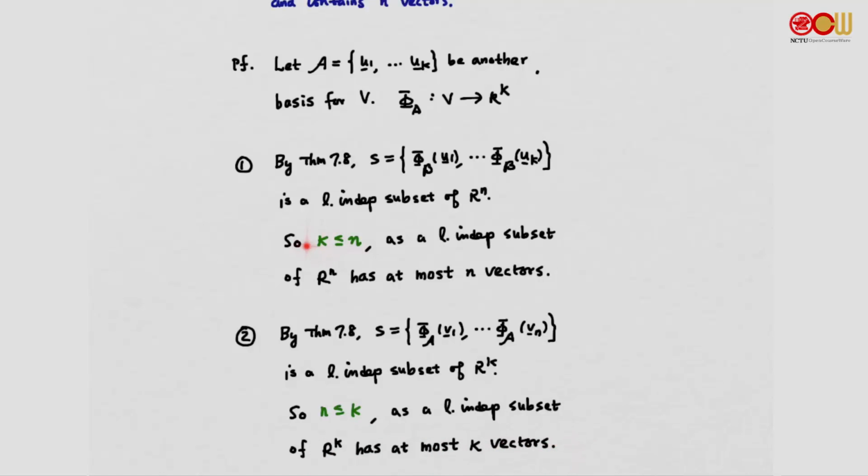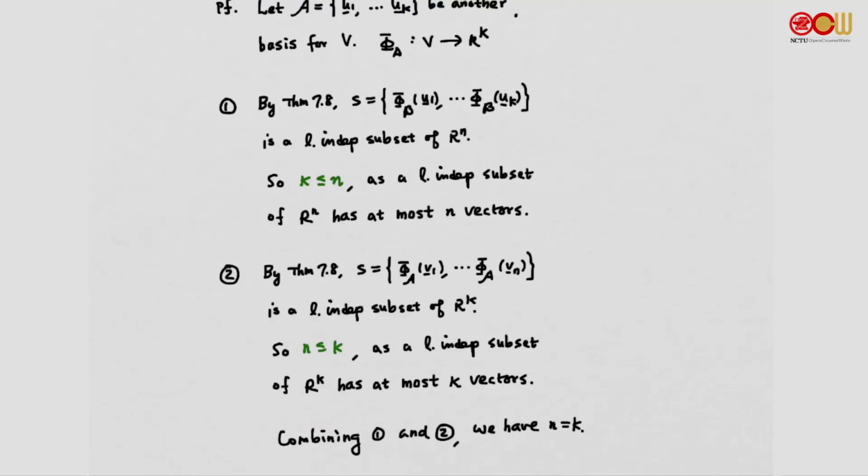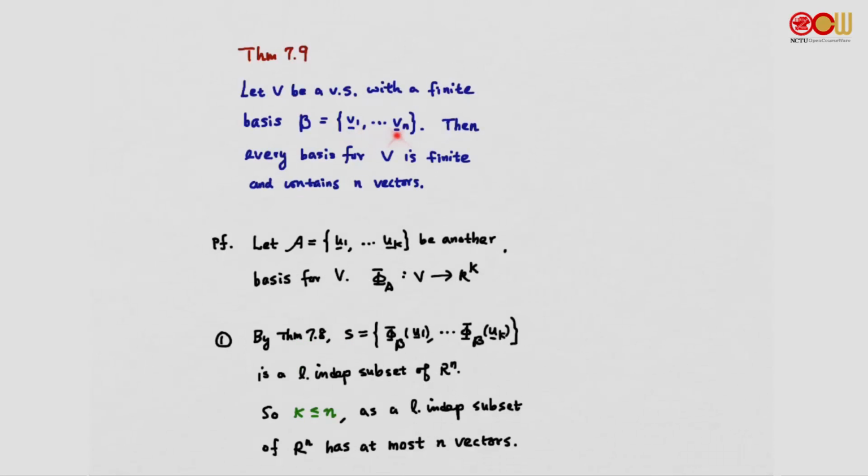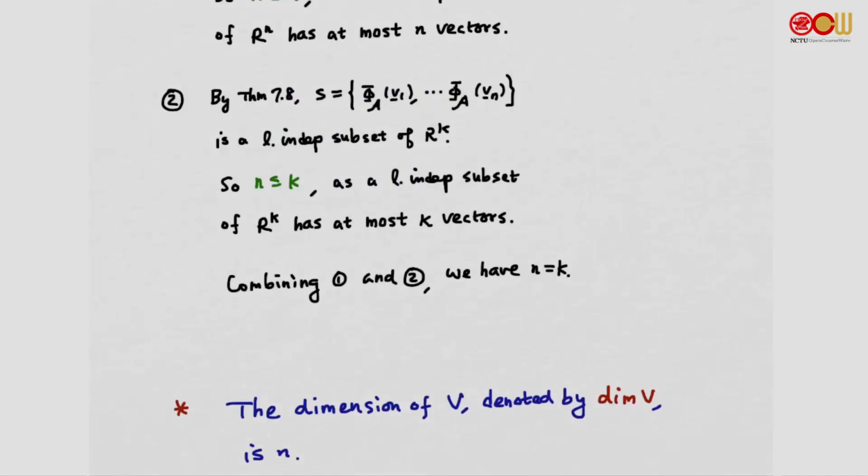So one says k and n are related this way, and the other says the other way around. So combining 1 and 2, we get the conclusion that n must be equal to k. Now that every basis has the same number of vectors, we can use this number to define the dimension of a finite dimensional vector space. The dimension of V, denoted by dim V, is equal to n, the number of vectors in the basis.